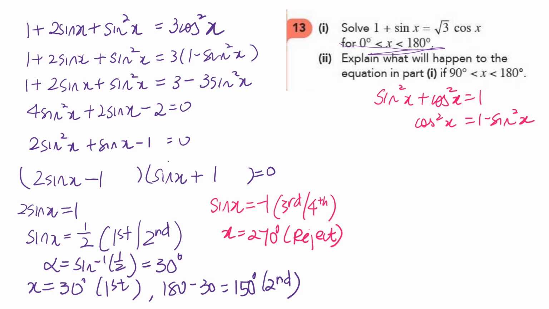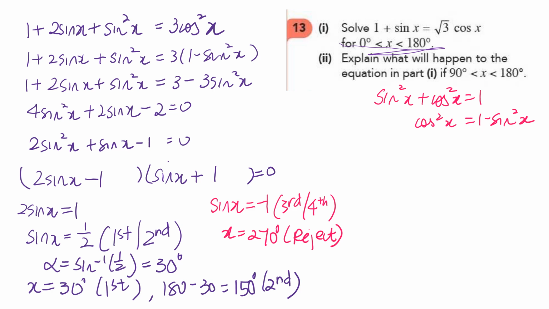Of course this answer will be rejected because it's outside the range given. The range must be given between 0 and 180. So 270 is outside the range. But not all the answers are legitimate. Remember when we square something, we're actually forcing things to happen. So some of the answers may not be legitimate, meaning that they may not satisfy the original equation.